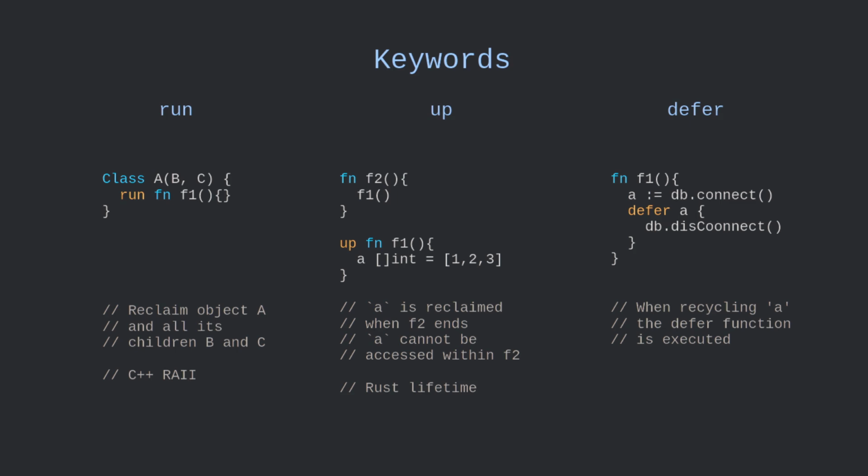Note that, as shown in the middle, although variable a is not reclaimed in F2, it cannot be accessed. The up keyword only adjusts the reclamation timing and does not change the access scope.